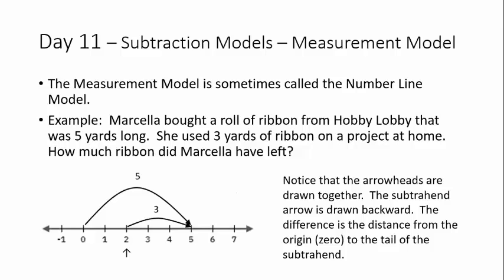The measurement model is similar to what we saw with addition in that you begin with a number line. Here's an example. Marcella bought a roll of ribbon from Hobby Lobby that was 5 yards long. She used 3 yards of ribbon on a project at home. How much ribbon did Marcella have left?